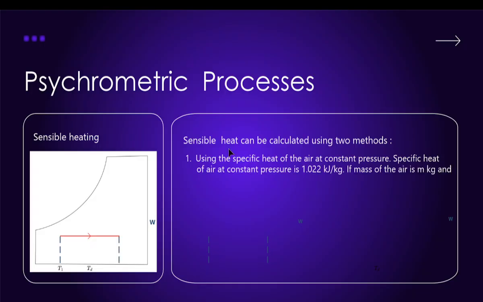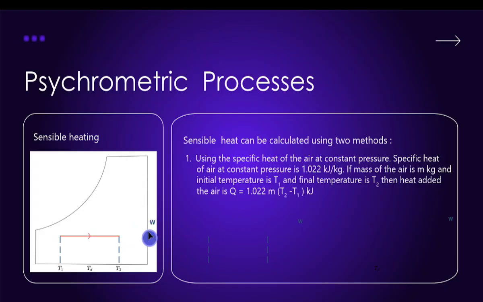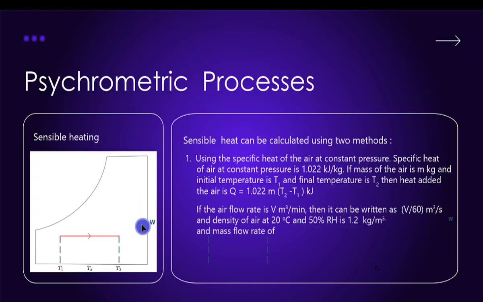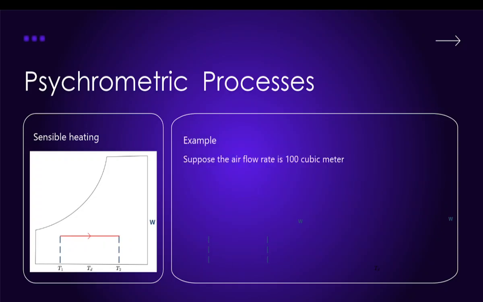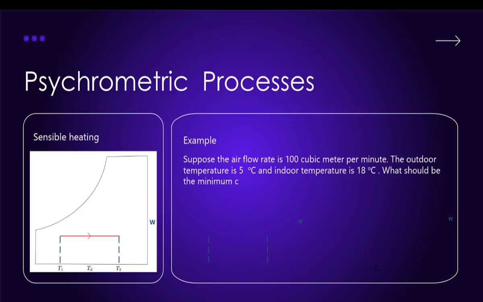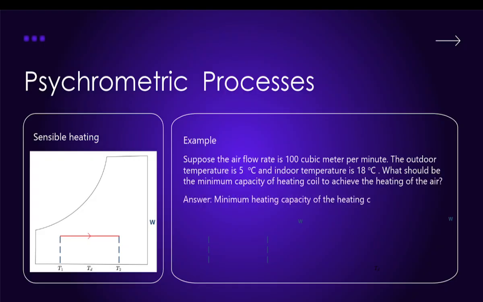Sensible heating. You can see it is a horizontal line, where the vertical axis represents the humidity ratio or specific humidity. So specific humidity remains constant from temperature T1 to temperature T2. You can see the specific humidity remains constant, and so it is called sensible heating. And suppose we have the air flow rate of 100 cubic meter per minute, and outdoor temperature is 5 degrees Celsius. Indoor temperature is 18 degrees Celsius. What should be the minimum capacity of the heating coil to achieve the heating of the air?